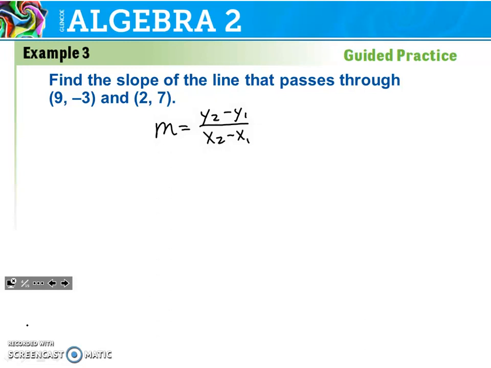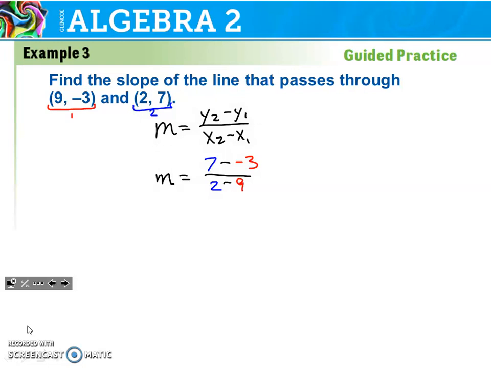Okay? Hopefully you guys have tried this on your own. Doesn't matter which one you pick. Again, I'm going to pick that as my second point, pick that as my first, just because they're in that order. But it really does not matter. Okay, so I'm going to go m equals y sub 2, which would be 7, minus y sub 1, which would be negative 3, over my x sub 2, which is 2, minus my x sub 1, which is 9.